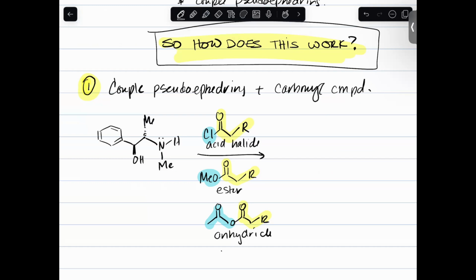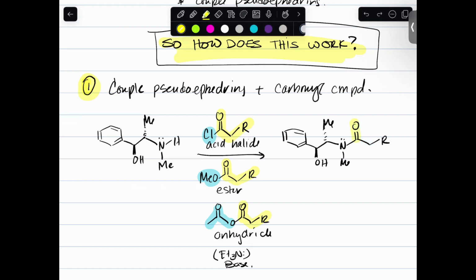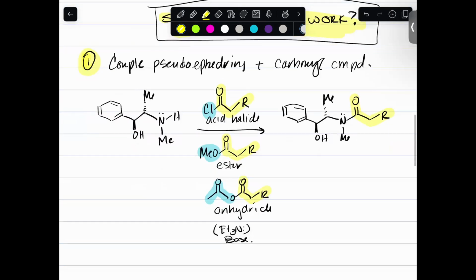Just like before, you need a base. And you introduce and couple the pseudoephedrine to your carbonyl compound of choice. So very similar to what we saw with Evans oxazolidinones. Oh, excuse me. I wanted to highlight this yellow. Okay. That's it. That's all there is to it. Very similar to what we'd seen before.